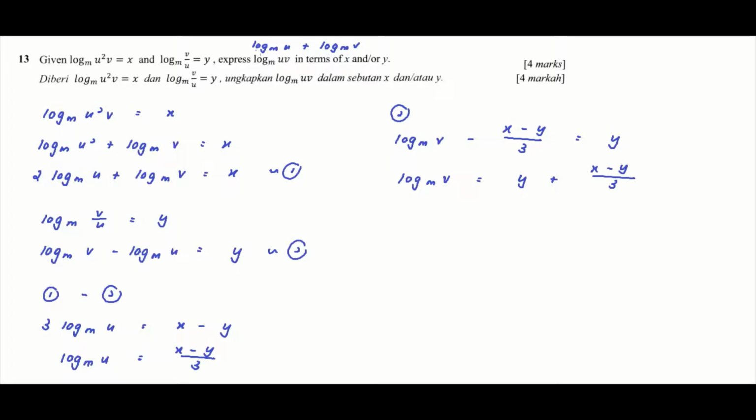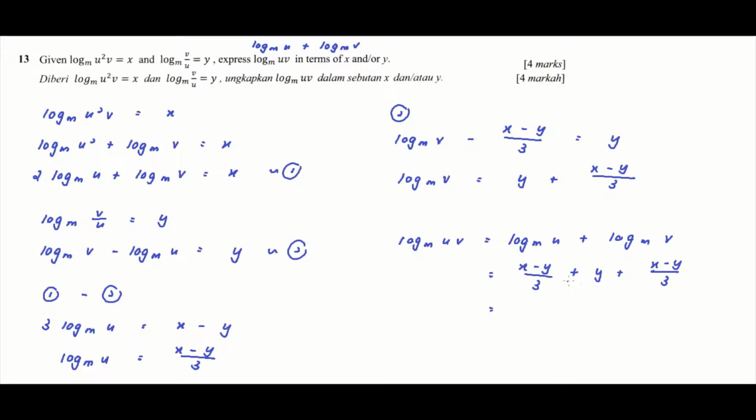All right, so now I can start to find the answer of this. So I want to get log muv, and after I split it, I'll be able to get log mu plus log mv. So I have the answers which I found just now already. So log mu will be equal to x minus y divided by 3. So log mv will be equal to y plus x minus y divided by 3. Okay, so now I can add them together.